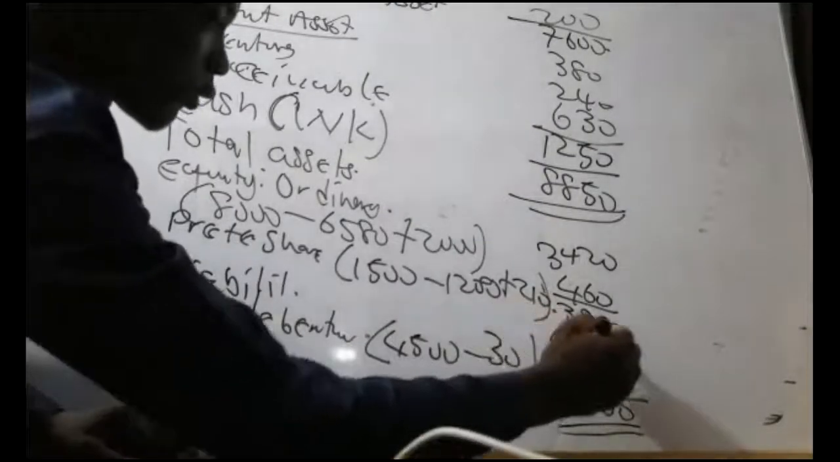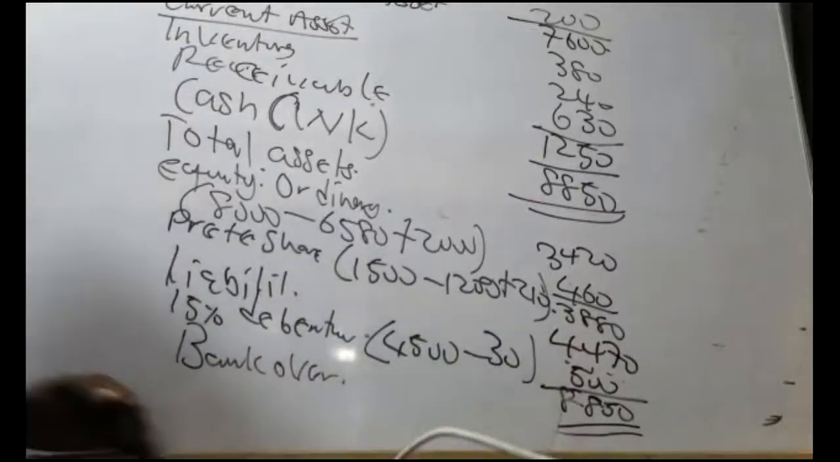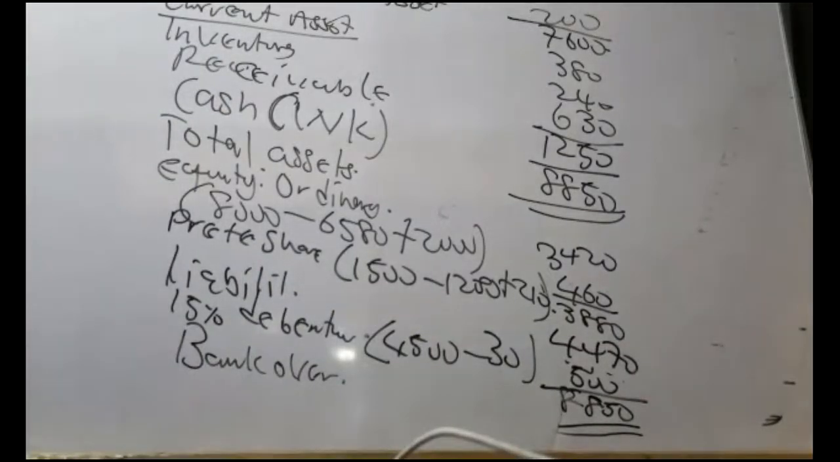4470. So 4470. Then you add the balance. That's the total asset and equity and liability. 8850. Then you are done. Please go through it for me, okay?